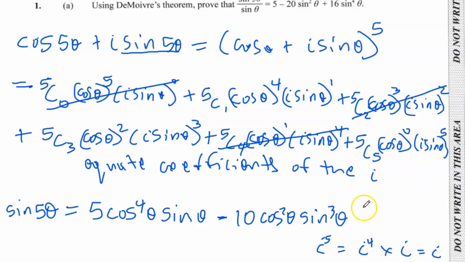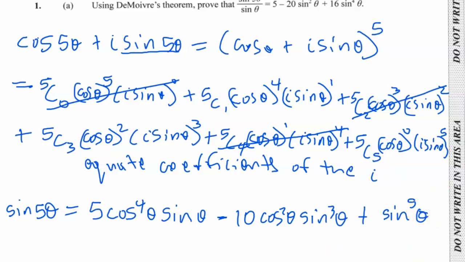So it's 5 choose 5, which is 1, cos theta to the power 0, which is also 1. And then we have sine to the 5th power times i to the 5th power. But i to the 5th power is just i. But we're not restating the i. All we're restating is the coefficients.